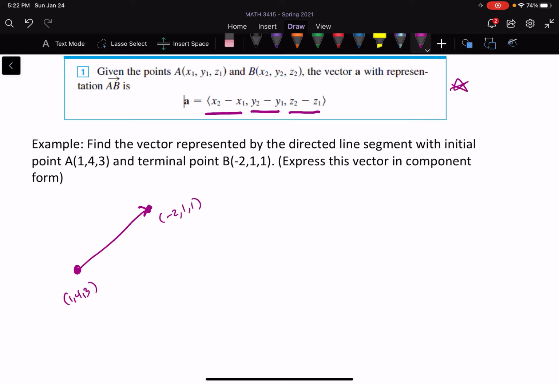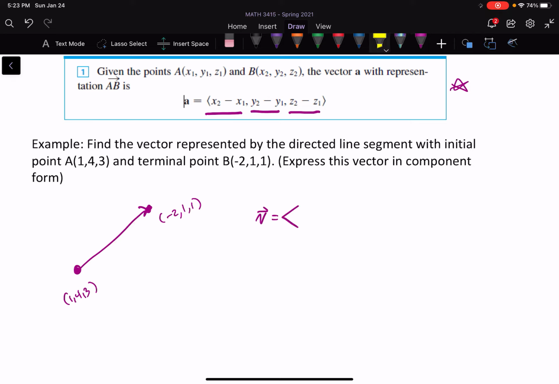I didn't draw these points correctly, but it doesn't really matter how you draw them because we're basically getting rid of the points. That's sort of the whole idea here. What we're going to do is just subtract the x, the y, and the z. We're going to call this vector v.